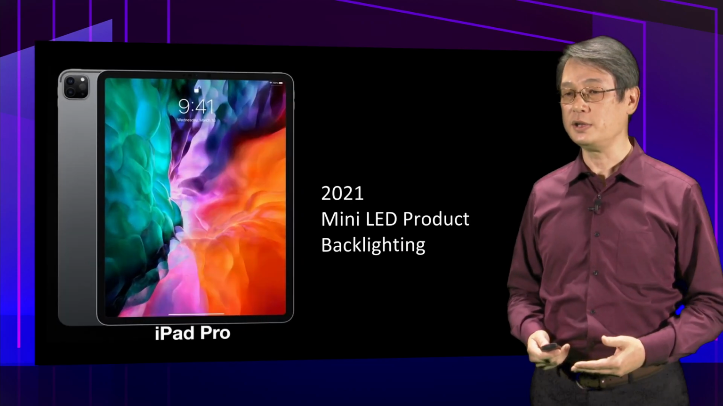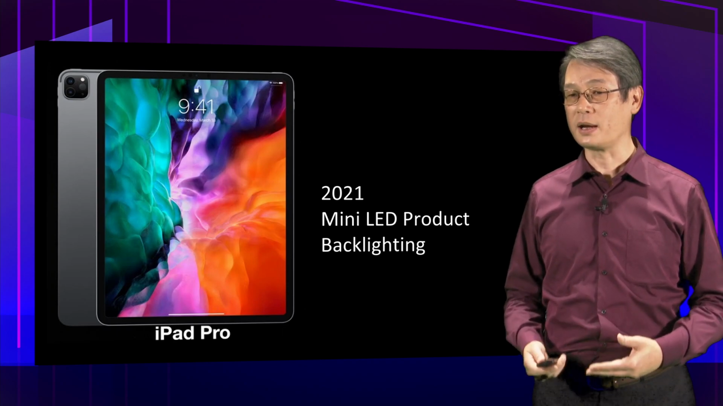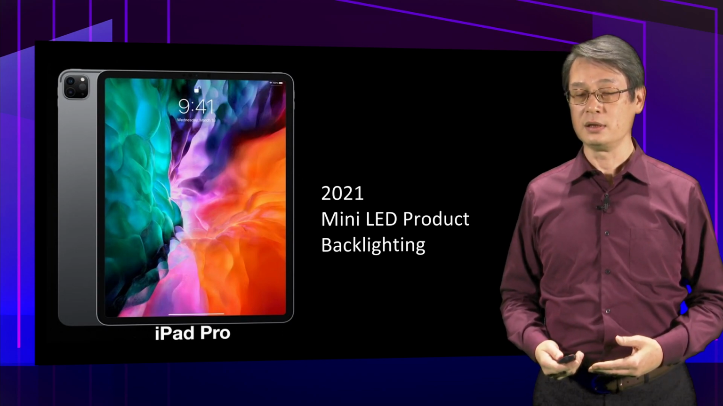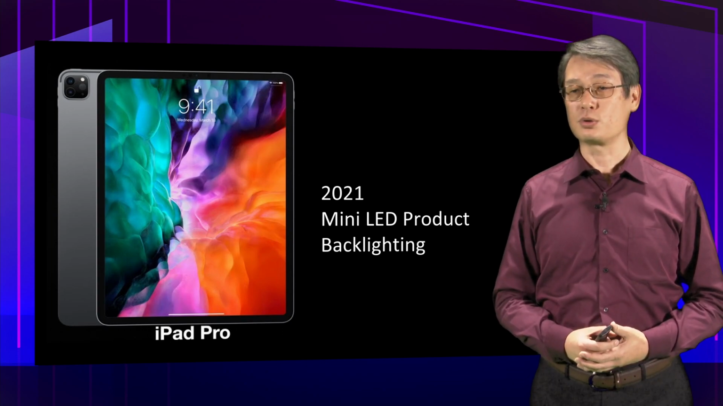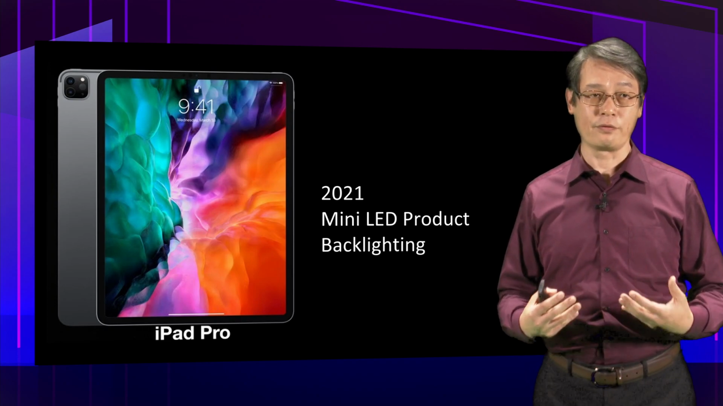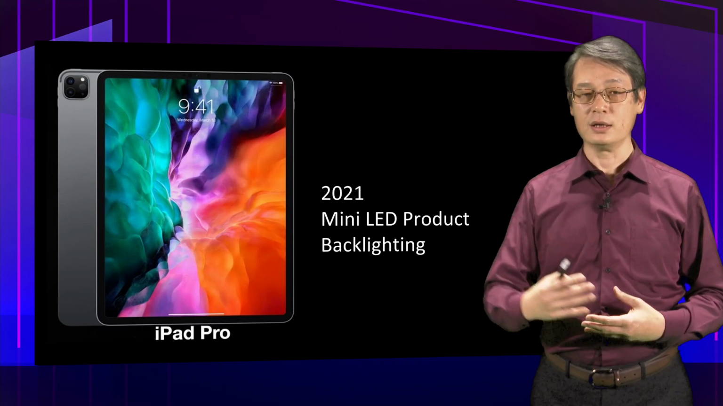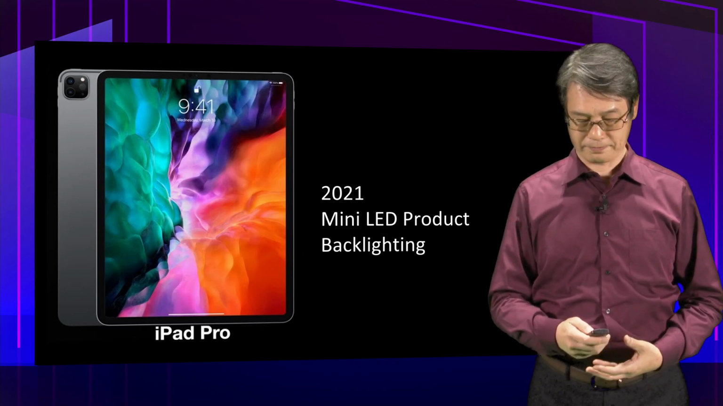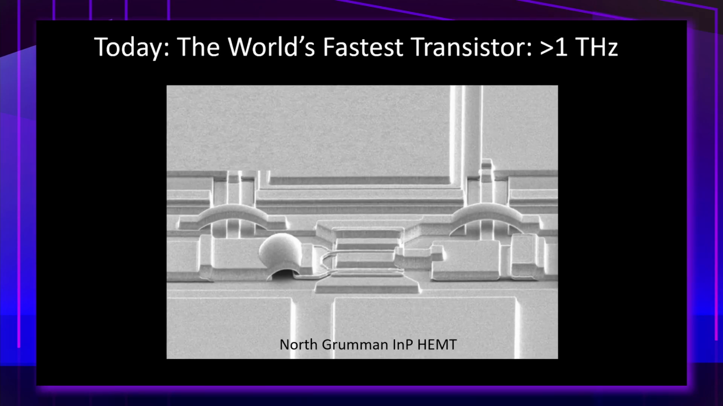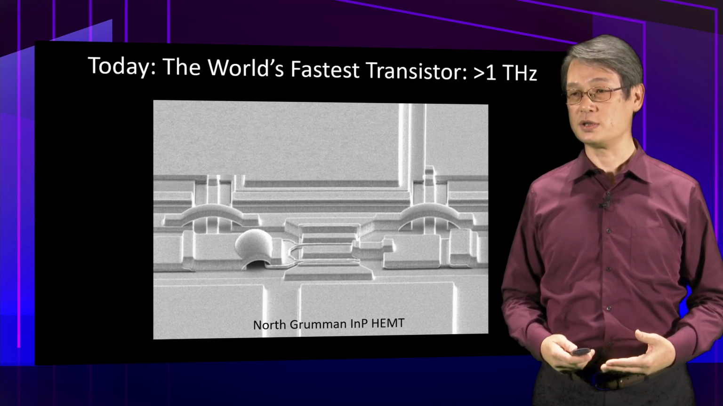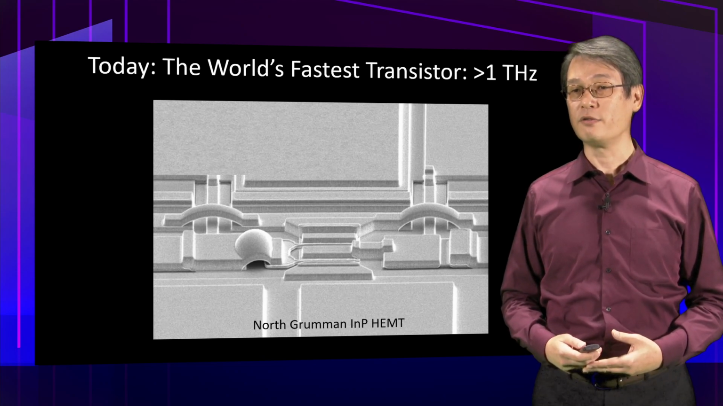This year, Mini LED was introduced as the backlighting for a flagship tablet display. This certainly brings display technology to the next level. We believe in the coming few years, micro LED may come out and further advance display technology. It's worth mentioning that today, the world's fastest transistor is made with compound semiconductors, with a frequency response greater than 1 terahertz, which is 1,000 gigahertz, incredibly fast.